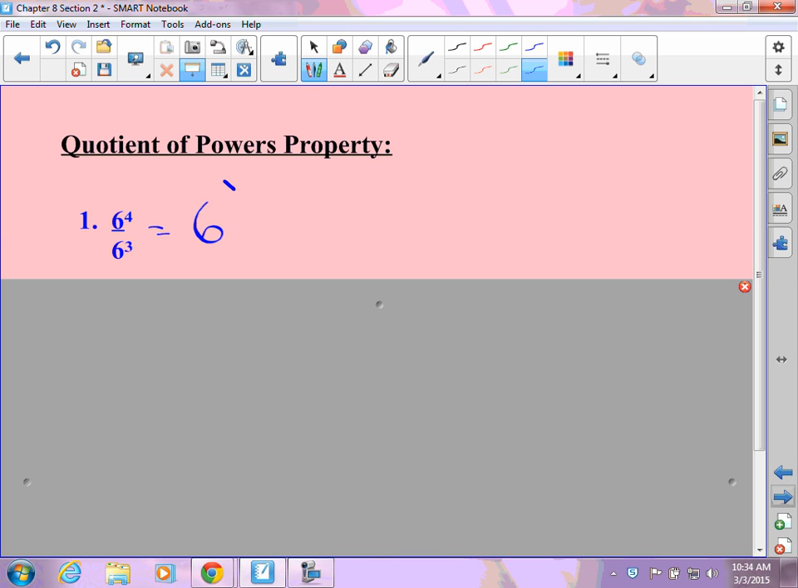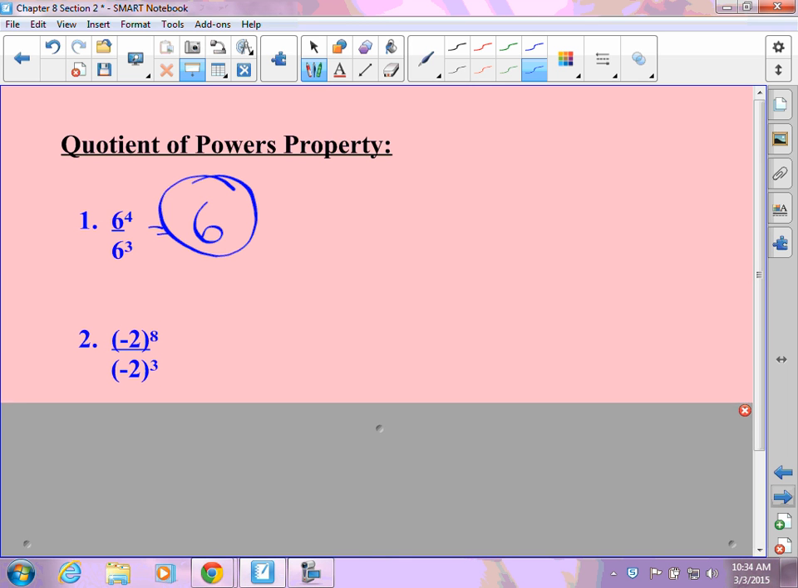Here's the next one, negative 2. How many more do I have in the numerator? 5. So the negative 2 has to be in parentheses. Why? Because it's negative to the 5th power, and I'm done.